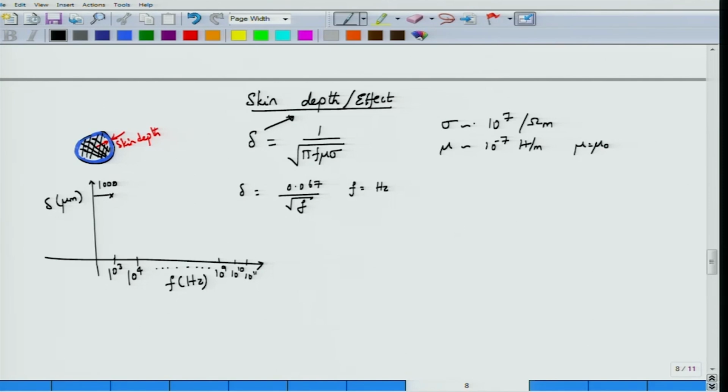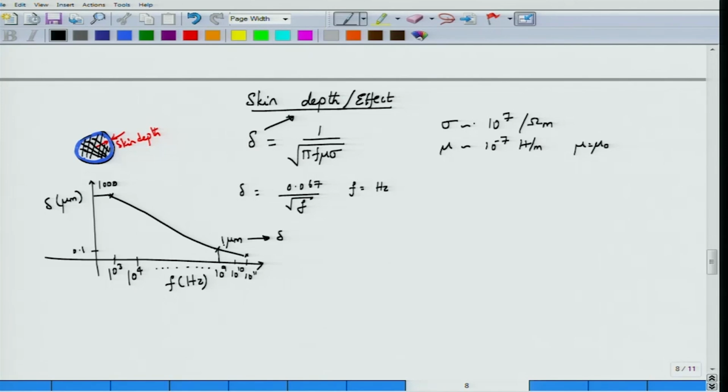Okay, this value drops down to about 0.1 micron at around 10 to the power 11. So at 1 gigahertz you are very close to 1 micrometer. So this is the skin depth that you are looking for copper at a frequency of 1 gigahertz. So if you were to build up your PCB and populate it with gigahertz sources, then this is essentially the region or the thickness of the copper that is being penetrated because of the skin depth.